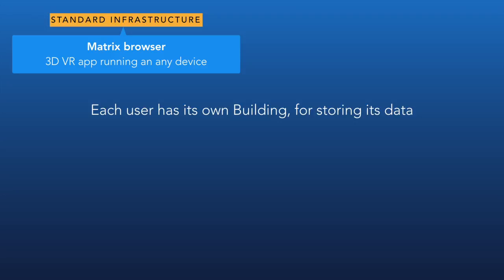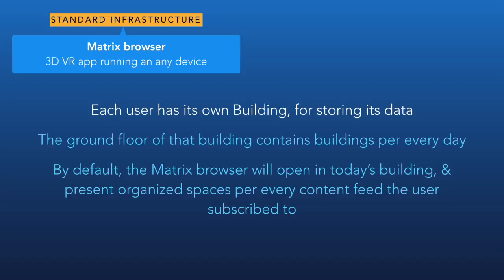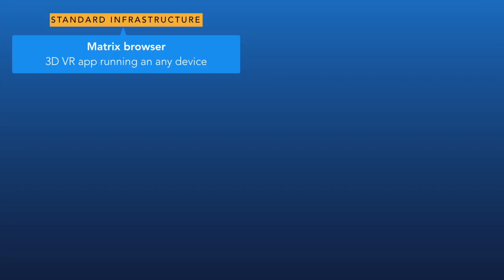So each user has its own building in the matrix for storing its data, and the ground floor of that building contains buildings per every day. By default, the matrix browser will open in today's building and present the organized spaces per every content feed the user subscribed to, for example, email, Slack, Twitter, etc. So that's the matrix browser, the end-user software to browse the matrix. But let's look at the ecosystem.